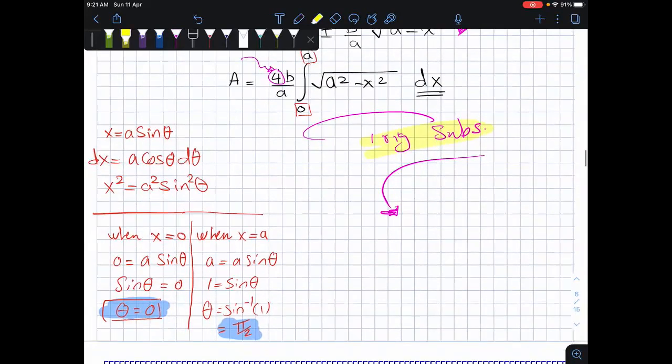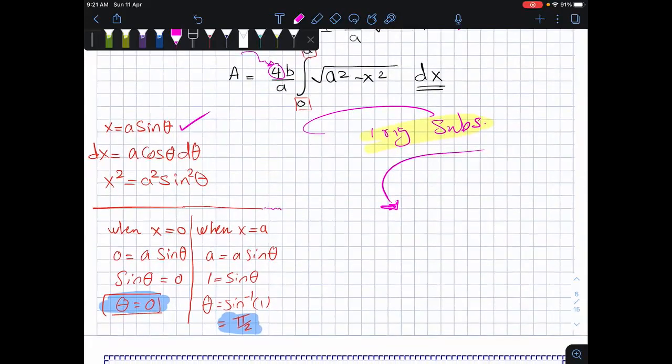x equals a sine theta, because the radicand, what's inside the square root, is a squared minus x squared. So again we have to use sine theta. There are no numbers here, so use a as it is, guys. dx is a cosine theta d theta, the derivative, and square it.